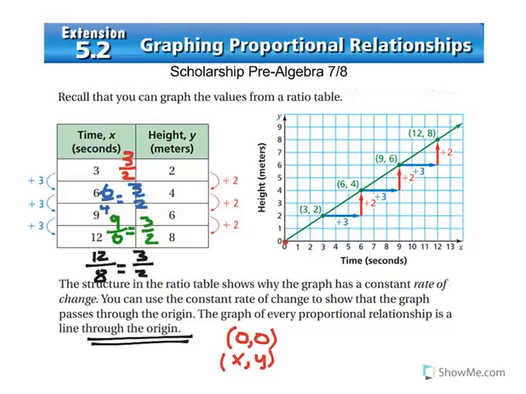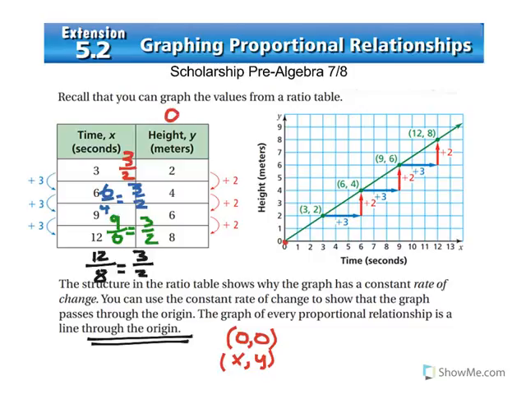So let's just take a look at this. I'm going to look at the table again. And I just want you guys to get comfortable with this. If I'm looking at my y values, you see plus 2, plus 2, plus 2. Let's say I'm going the opposite direction. I start at the 8, and I go 8 minus 2 is 6, 6 minus 2 is 4, 4 minus 2 is 2, and 2 minus 2 is 0.